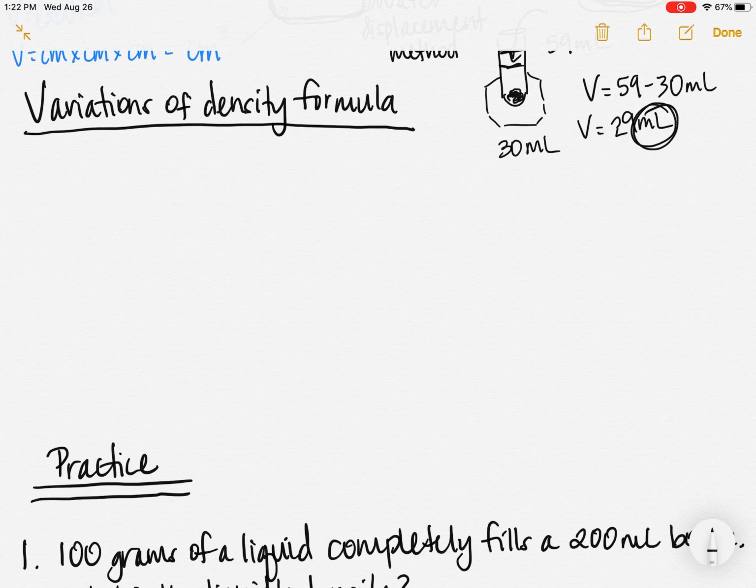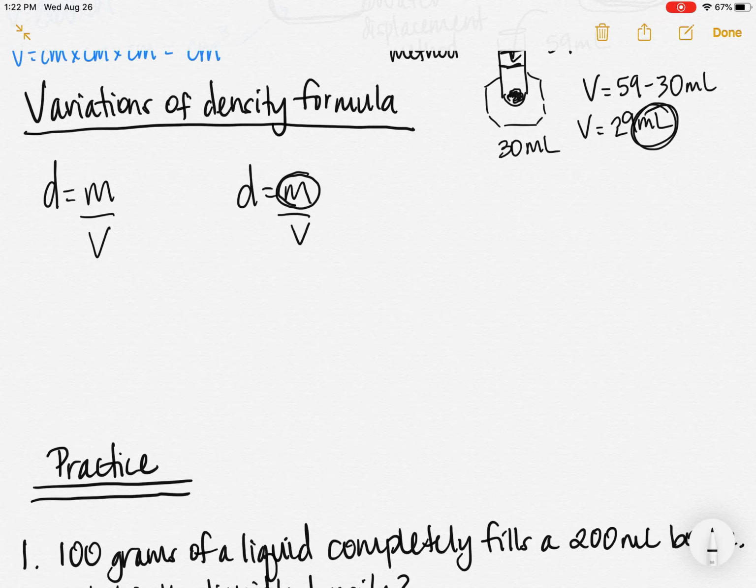Okay, so variations on the density formula. Well, we have density equals mass divided by volume. So we would use that formula if we were looking for density and I had my mass and my volume. But what if we were looking for mass? So all of a sudden, this becomes an algebraic discussion.